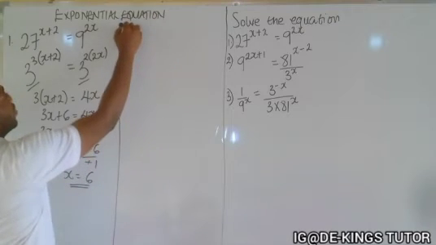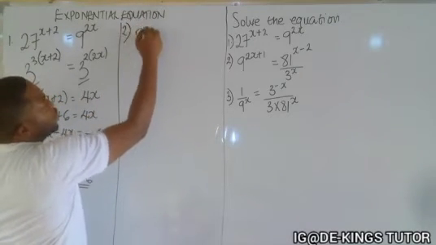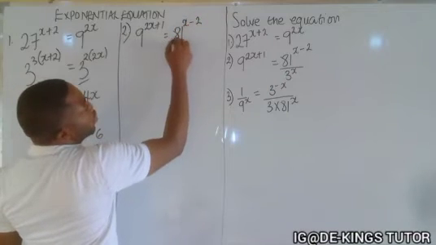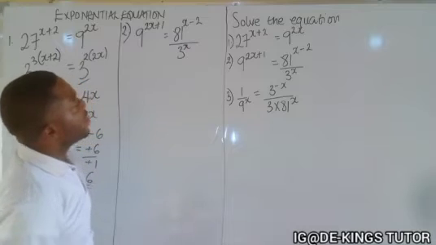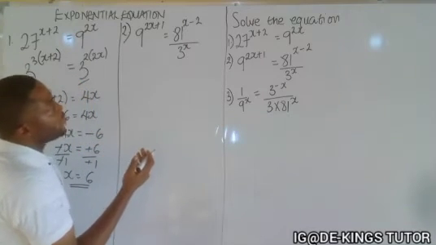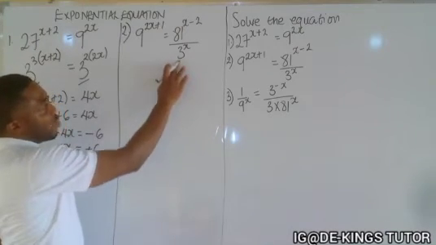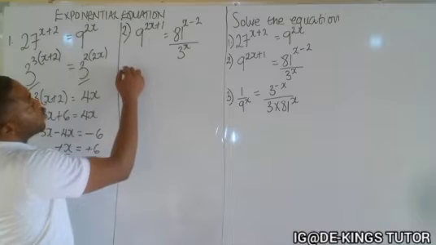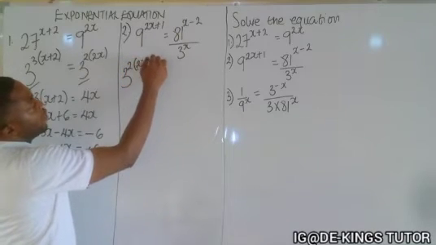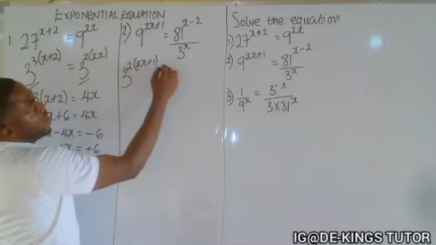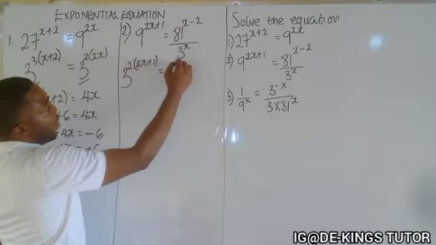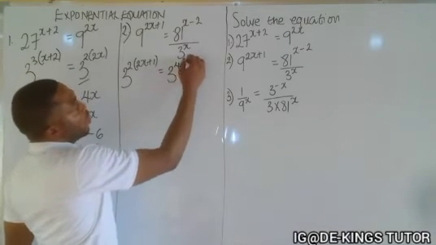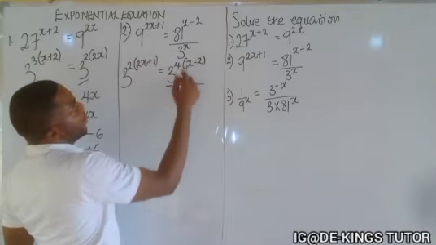And the second one we are about to solve says 9 raised to the power of 2x plus 1 equals 81^(x minus 2) over 3^x. The same way, we can express all these in terms of the least base, which is 3. So 9 can also be seen as 3 raised to power 2, into 2x plus 1. Our 81 can be 3 raised to power 4, because 3 times 3 is 9, 9 times 3 is 27, 27 times 3 is 81, into x minus 2, divided by 3^x.